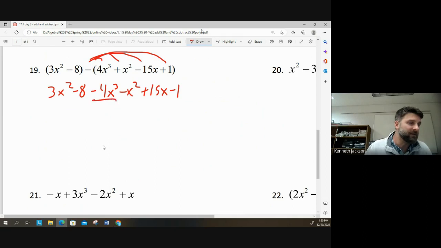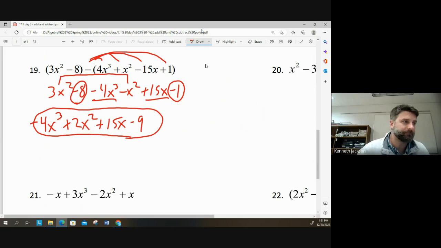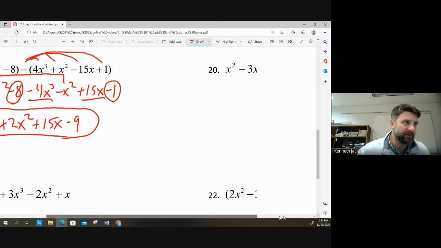And then I start with the biggest degree, 4x to the third. Well, that goes out front. That doesn't combine with anything. There are no other x to the thirds. 3x squared minus 1x squared gives me plus 2x squared. There is no other 15x, so that's next in line. And then I have minus 8 and minus 1. Negative 8 minus 1 is negative 9. A 4-term polynomial with a degree of 3. Not that it asks, but that's what it is.